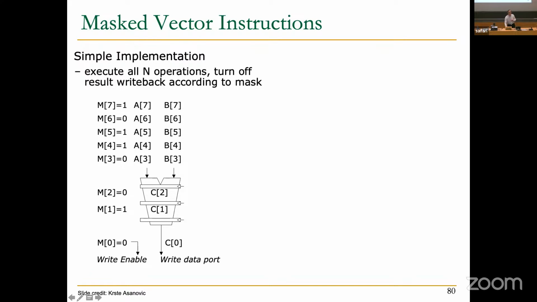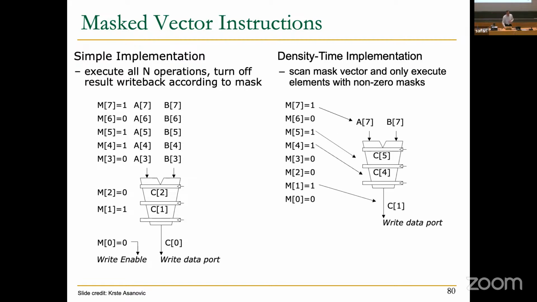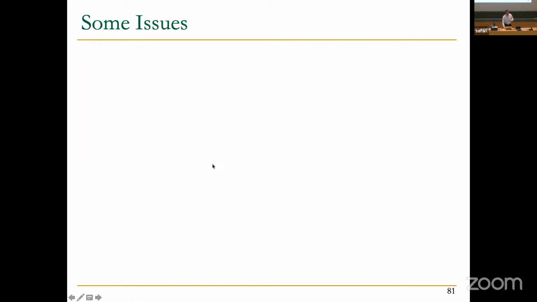If it's 1, you do. Now, this may be very energy inefficient, as you can see, because if your vector mask is 0 for almost all the elements, you're doing lots of computation in your functional units, but you're not writing back the result. So another implementation is this density time implementation, where you first scan the mask vector, and you figure out which ones are actually 1s, and only execute those operations in the vector that are 1s. That's the idea. Which one is better? It depends on basically the complexity of the scanning and also how many zeros you have in the mask. Okay, so I'll let you think about that.